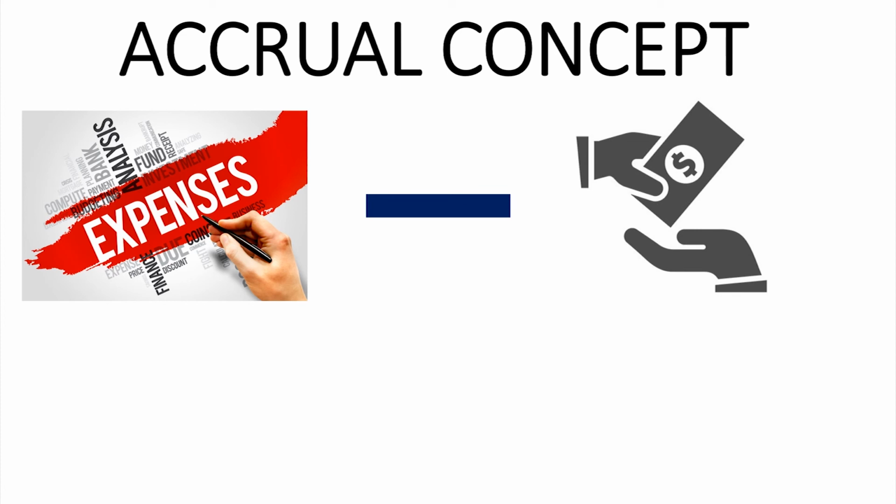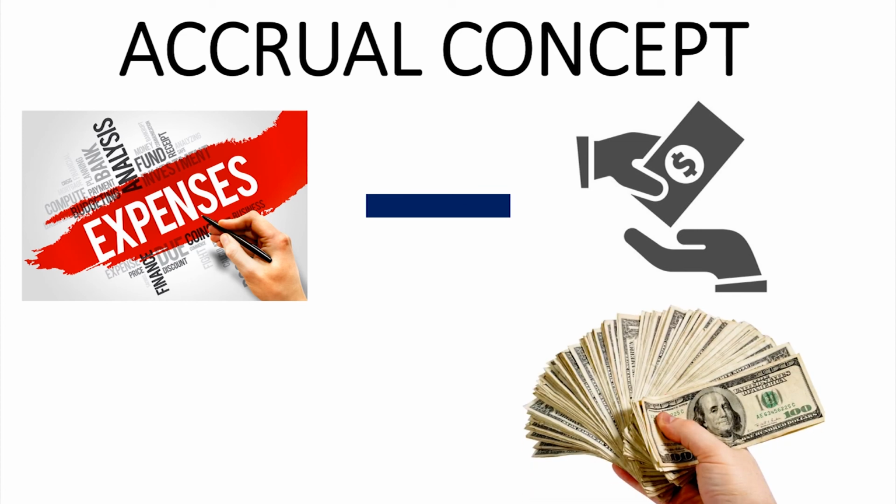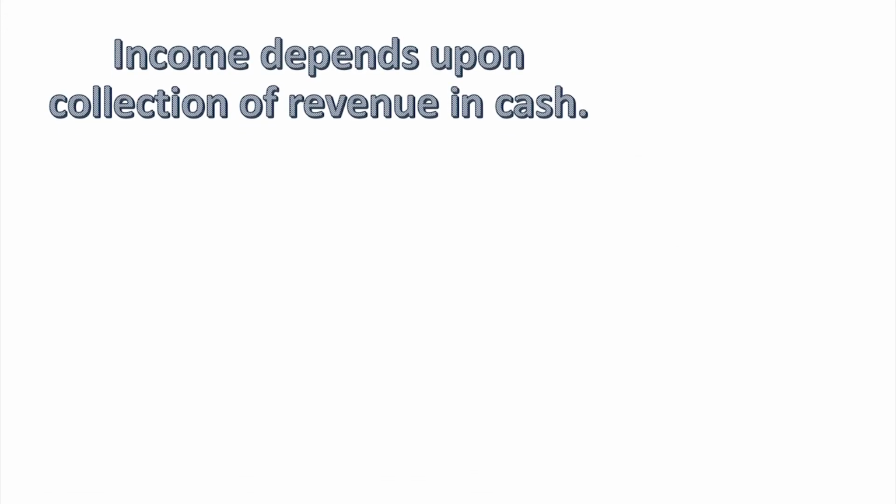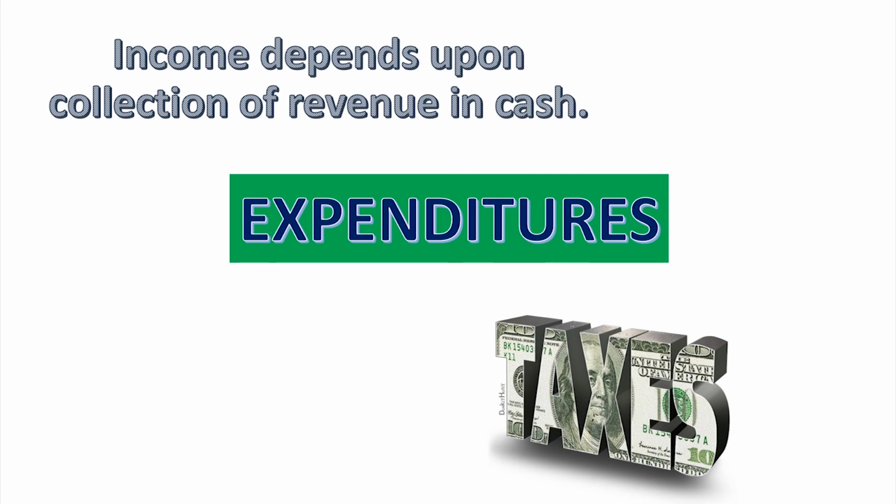Most of the professionals use cash basis of accounting. It means the cash received in a particular accounting period and the expenses paid in cash in the same accounting period is the basis of their accounting. For them, the income of their firm depends upon the collection of revenue in cash. Similar practice is followed for expenditures. It is convenient for them, and on the same basis, they pay their taxes.